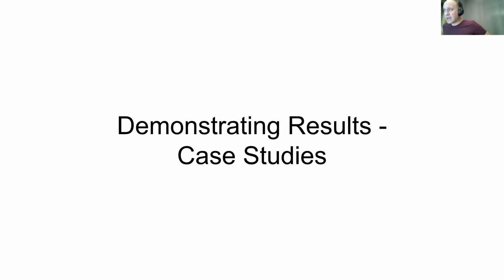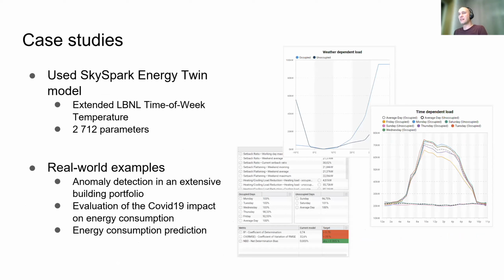Okay, so now I would like to go into the case studies. In all the case studies, we used the energy twin model in SkySpark. It's an extended time-of-week and temperature model. It has 2,700 parameters. And I will be focusing on three sets of real-world examples. The first one is anomaly detection in an extensive building portfolio. The second is related to COVID-19. And the third one is related to prediction and the use of prediction in different scenarios.